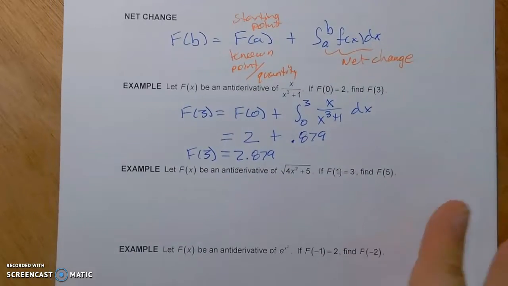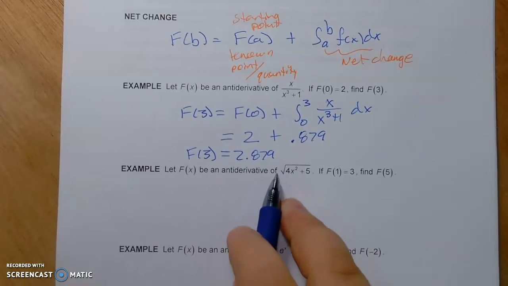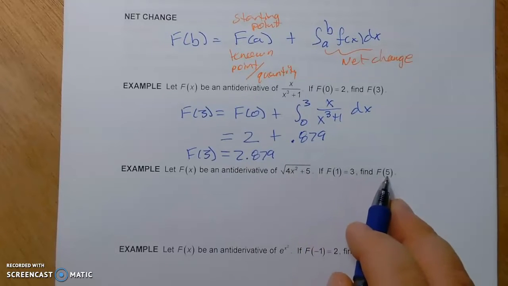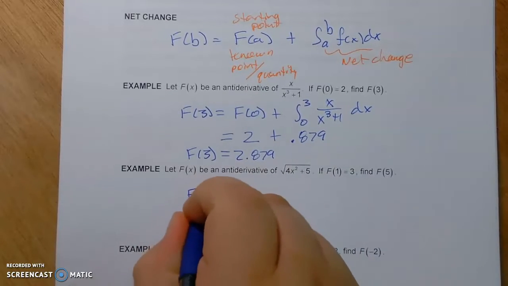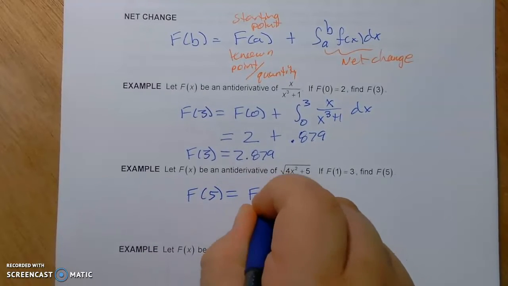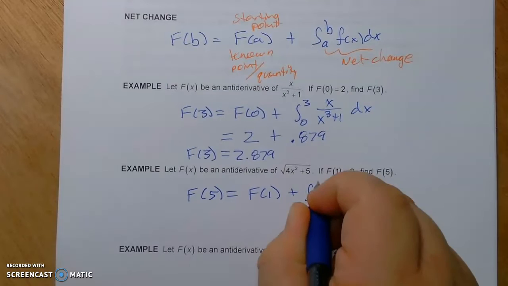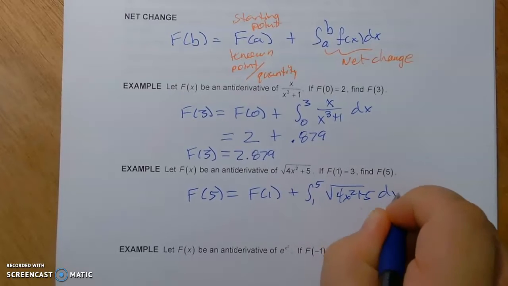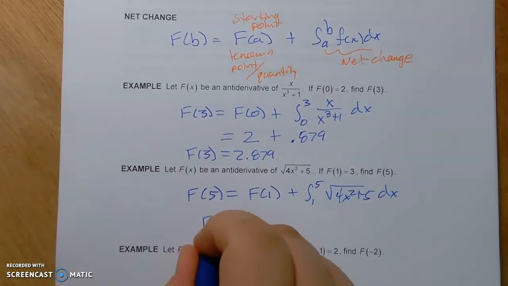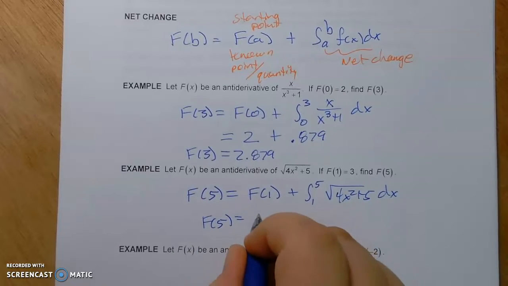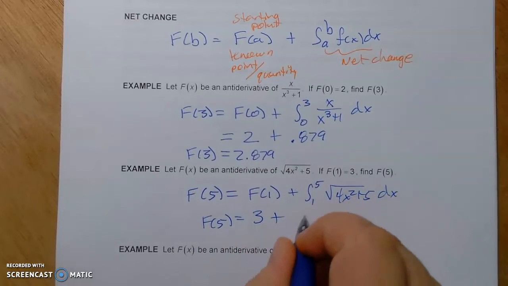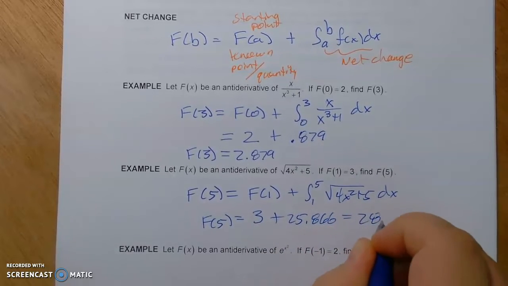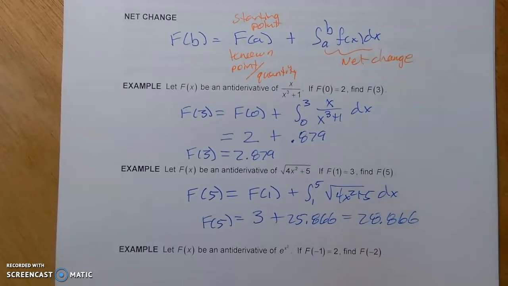Pretty straightforward. Doing the same thing down here. Here's our rate of change. We know the value at 1 is 3, and we want to estimate the value at 5. So F of 5 equals F of 1 plus the change from 1 to 5 of the square root of 4x squared plus 5 dx. So F of 5, this is 3 plus, do this on the calculator, 25.866 gives us 28.866.